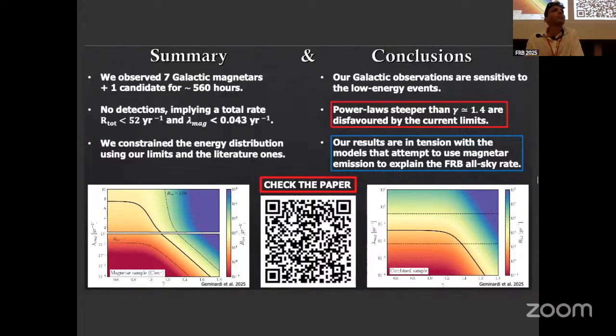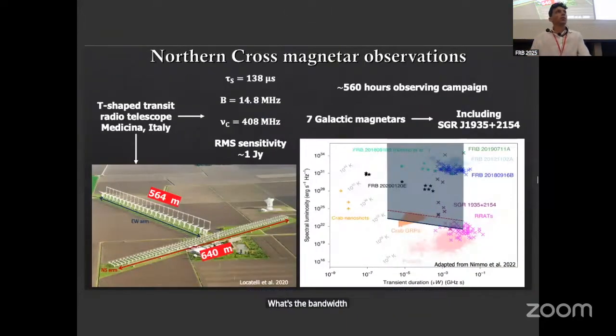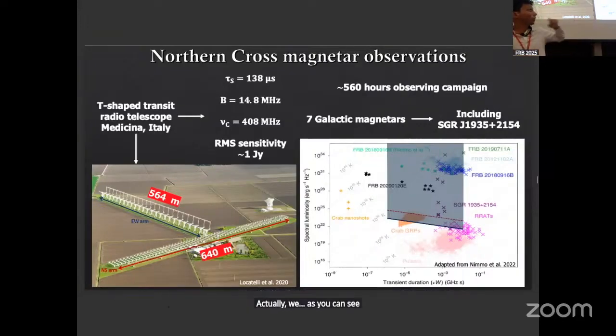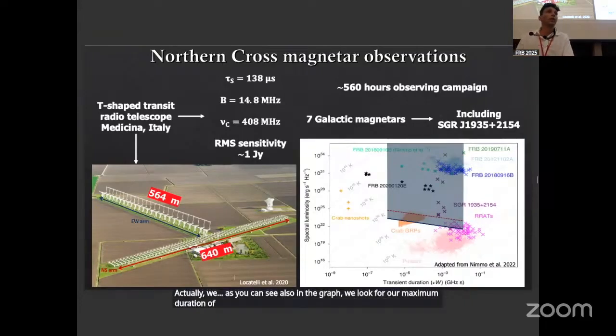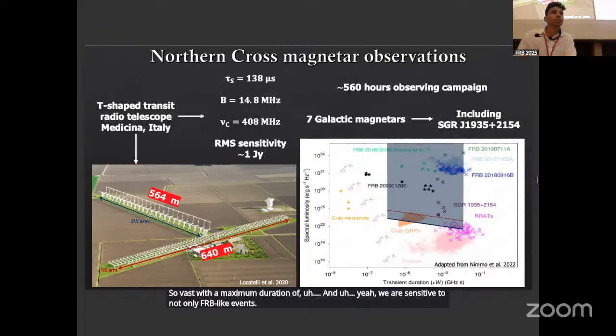Hi, Marilyn Cruces from UC Chile. Sorry, I'm not quite familiarized with the observing setup. Can you go back a few slides? So what's the bandwidth, observing frequency? Okay, so it's low frequency. Yeah, it's low frequency, centered around 408 megahertz. And as you can see also in the graph, we look for a maximum duration of around 75 milliseconds. So we are sensitive to not only FRB-like events, as I said. Thank you.